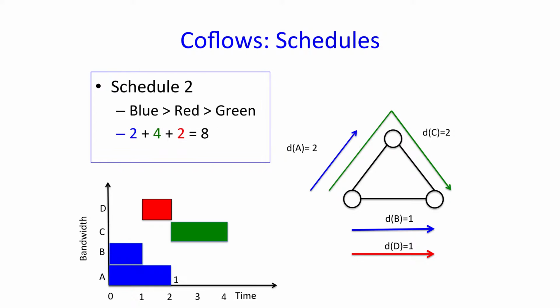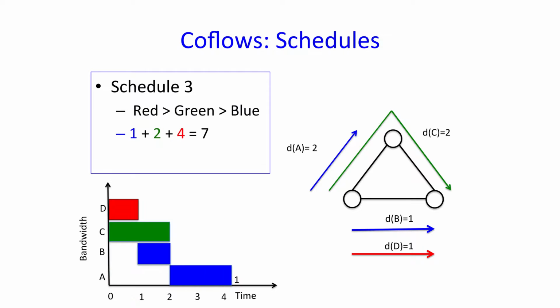Okay, well, if you think a little bit more, you might say, okay, you can do better, perhaps. How about we give blue more priority over red and more priority over green, say? So you do the 2 blues first. But by the time the B flow finishes within 1 time unit, you can start the red, and you can start the green at time 2. So you get completion times of 2, 4, and 2, okay, for a total value of 8.